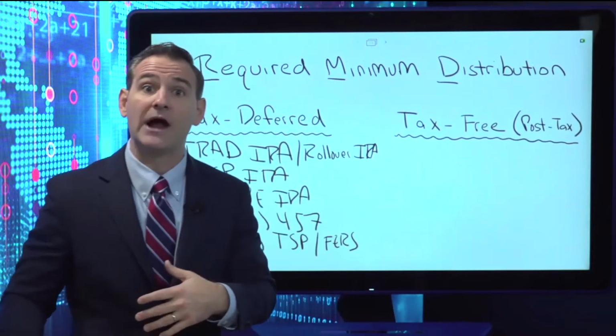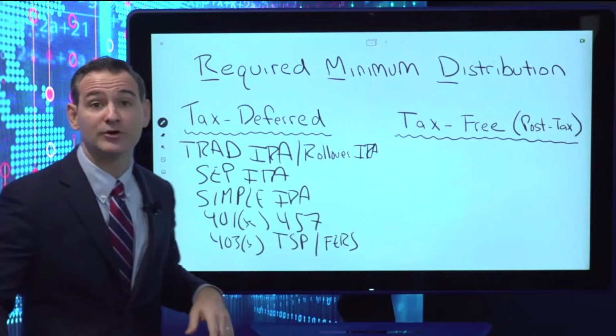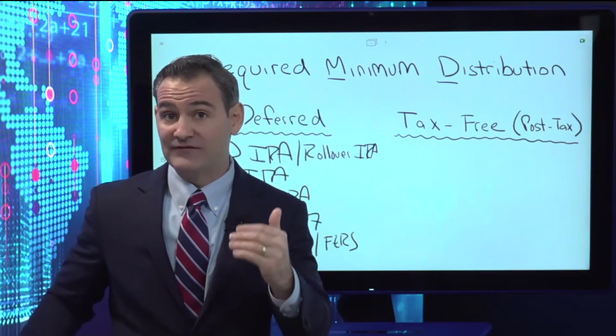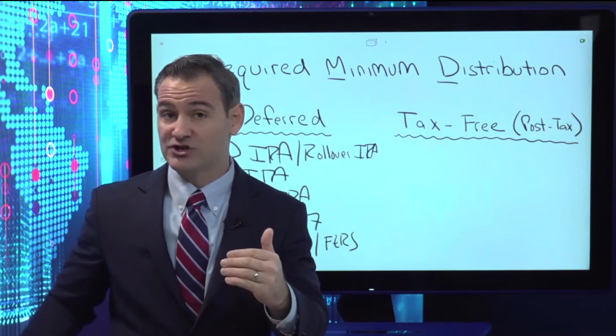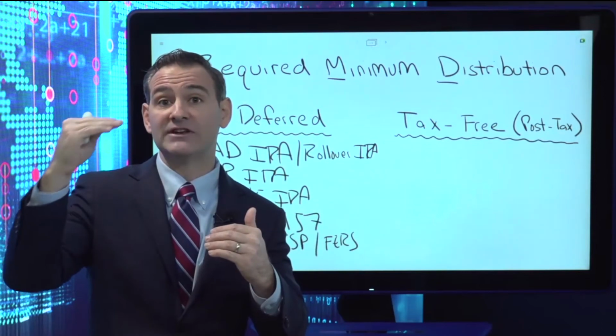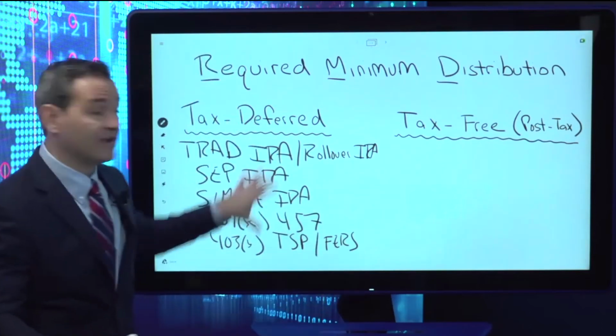Remember, if you take money out prior to 59 and a half, there's a 10% premature withdrawal penalty. You don't have to start taking money out at 59 and a half. That's a common question I get. You don't have to start taking money out again until 72 years of age. So those are tax deferred accounts.